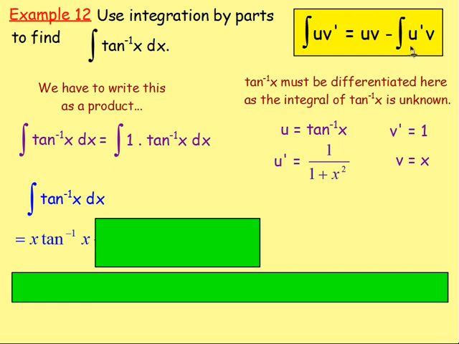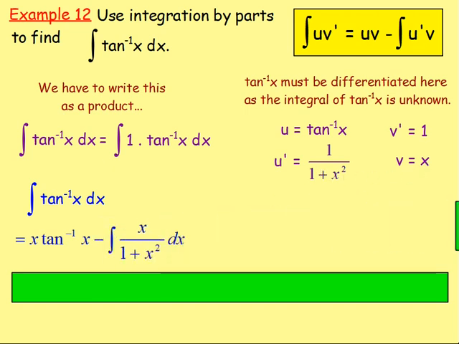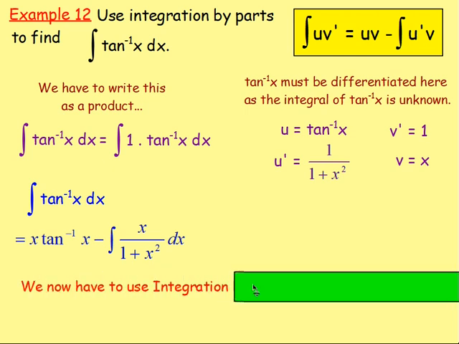Take away the integral of u dash times v. U dash is this part here, multiply it by v, that is x, so you're taking away the integral of x over 1 plus x squared. Once again, you're thinking, ooh, I need to integrate this. How would you integrate that part? Well, what you can use again is, you got it, integration by substitution.